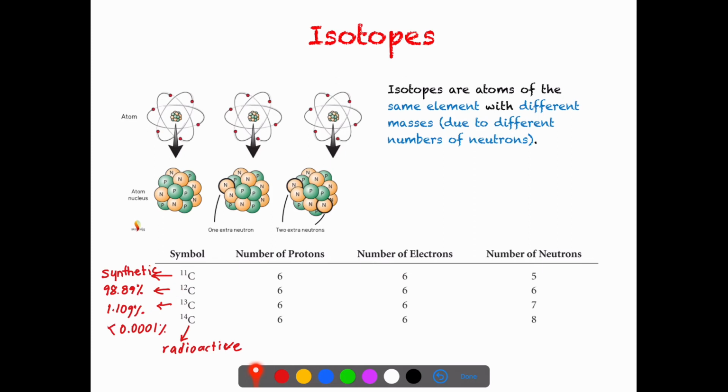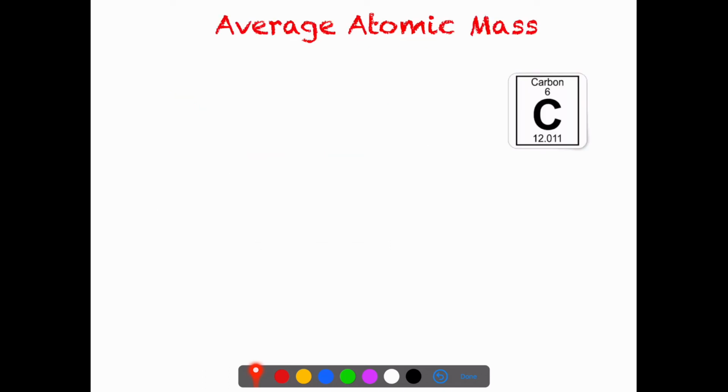Okay, so now that we know that every element comes in different versions with different numbers of neutrons, how do we calculate the mass? In other words, the average mass of carbon. So suppose you're weighing carbon, how do you know what the average carbon mass would be? So that's our next concept, average atomic mass.